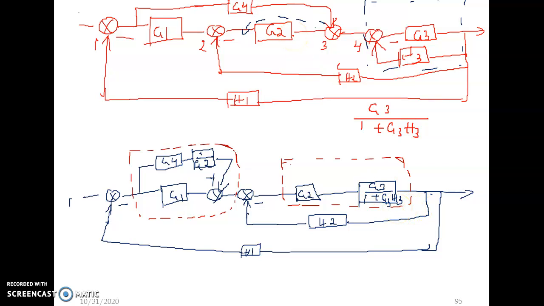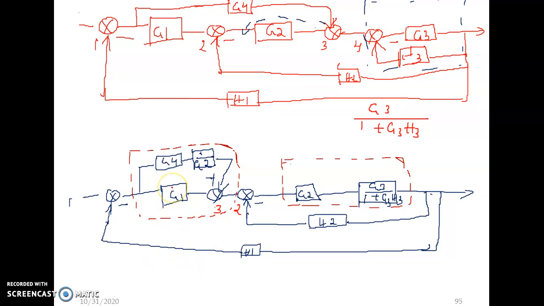In the next step, we just move this summing point before the block G2. While you are moving the summing point before the block G2, you need to add 1 by G2 over here. And after moving the summing point here, we can just interchange the summing points. Since there is no block in between the two summing points, I can interchange 2 and 3. So here it will be 3 and this will be 2.